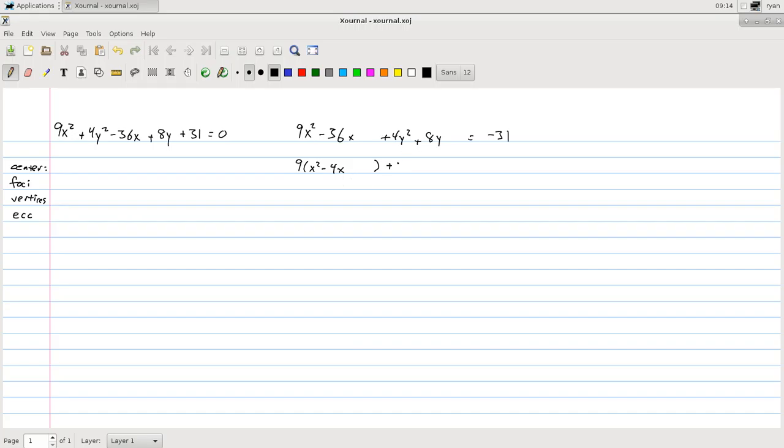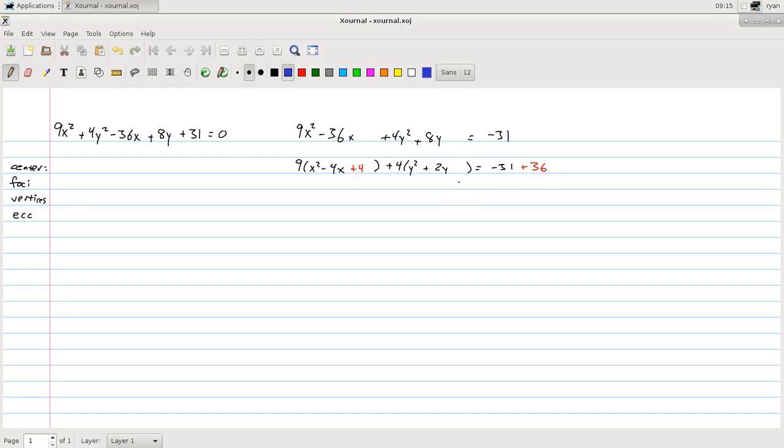For the y's, we do the same thing. We factor out that leading coefficient of 4. This leaves us with y² + 2y, and then we'll keep the right-hand side as it is. Now to complete the square, we take half the coefficient of the middle term. So in this case, that's −2. If we square that, that's positive 4. Now we just added 4 times 9 to this side of the equation, so we'll add the same to the right-hand side.